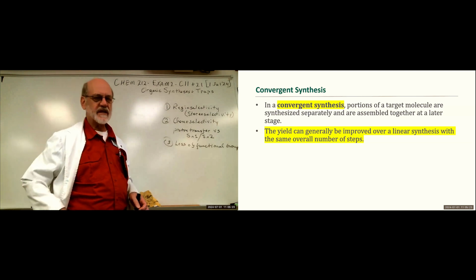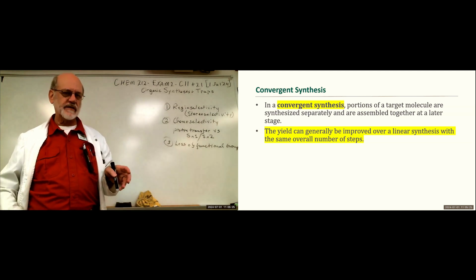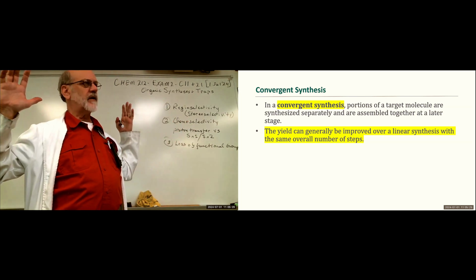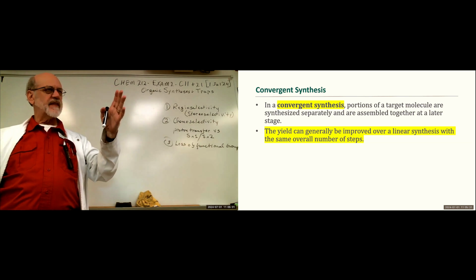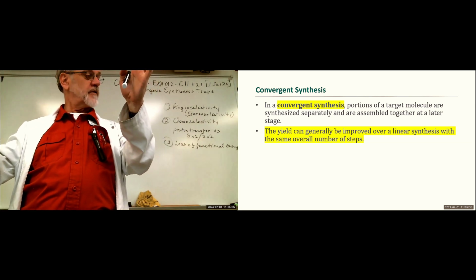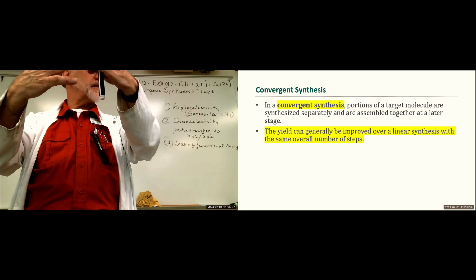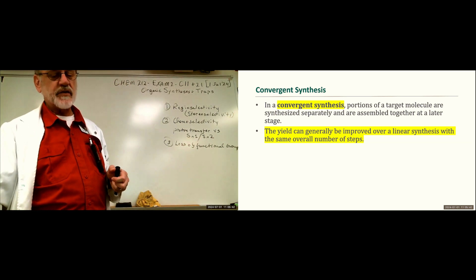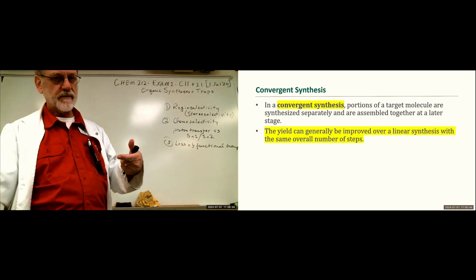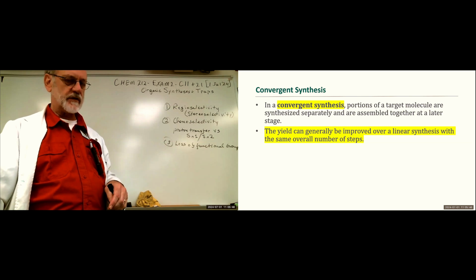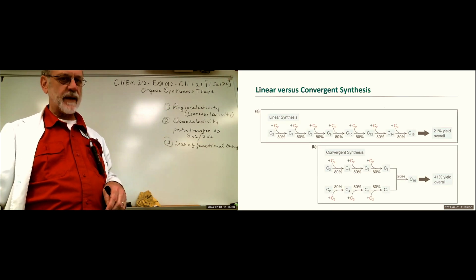The other possibility is to use a convergent synthesis. In a convergent synthesis, you have parallel syntheses, and then at some point you combine the intermediates from the parallels into a single synthesis, and then you proceed from there. So that tends to increase the overall yield as compared to a linear synthesis with the same number of steps.